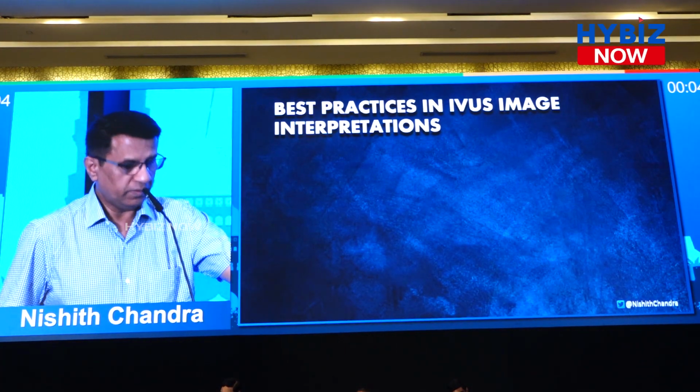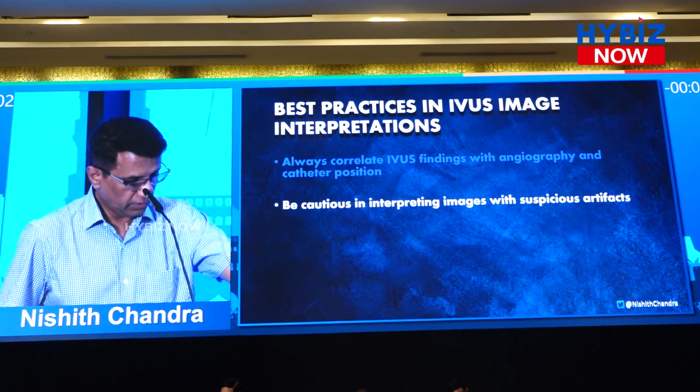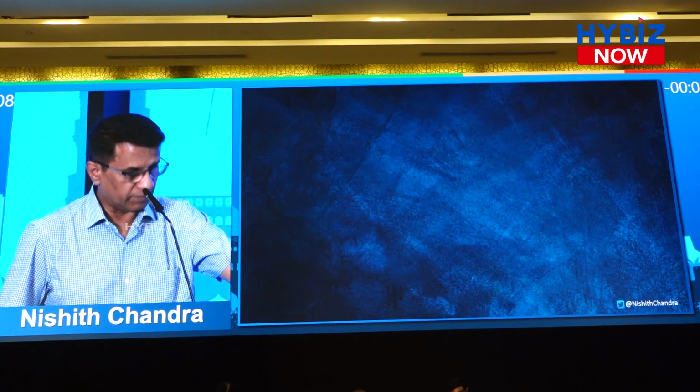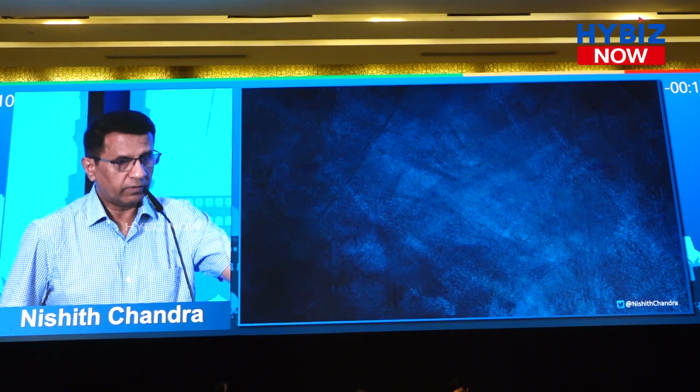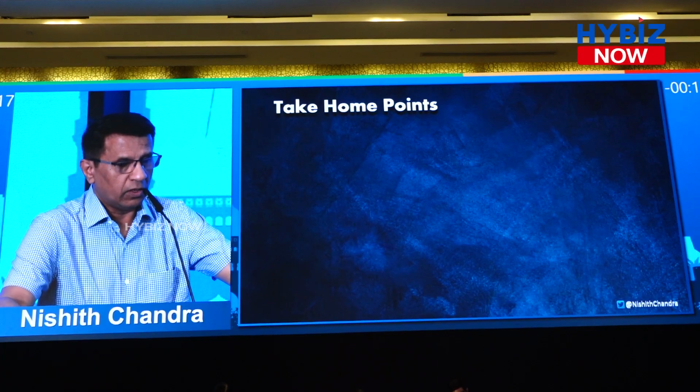So, ladies and gentlemen, the best practice in IVUS image interpretation is to always correlate IVUS findings with angiography and catheter position. Be cautious in interpreting images with suspicious artifacts. Train in real-time recognition and switching systems. You should know your machine also. You should know how to play with your machine settings, gain, frequency, all those things. Thank you very much.